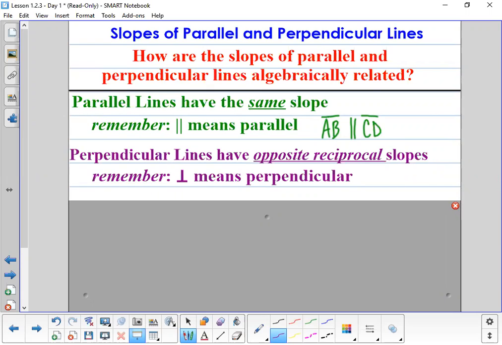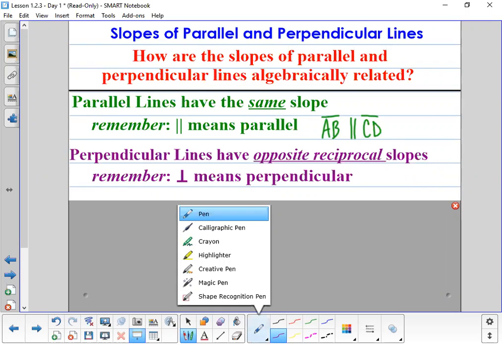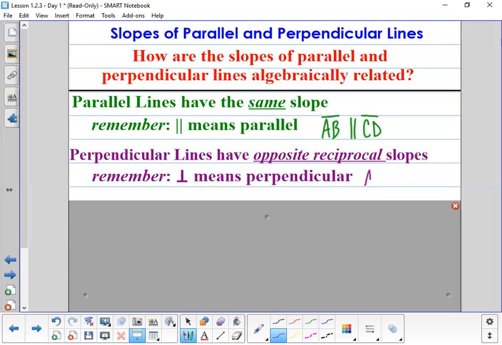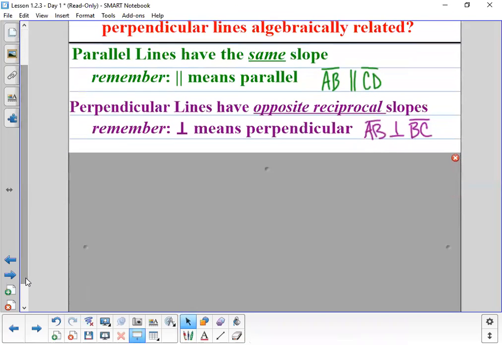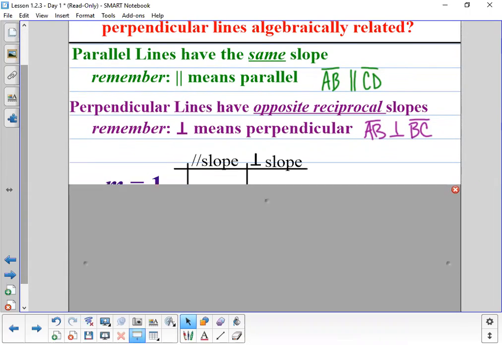Remember this symbol here that looks like an upside down T, that means perpendicular. So you might see something like AB is perpendicular to BC, and that's going to tell you that they meet at a 90-degree angle. But now we know for our coordinate geometry that their slopes will be opposite reciprocals.